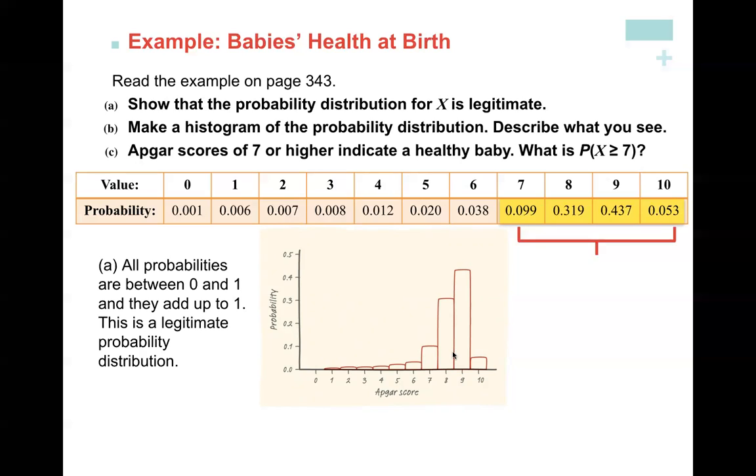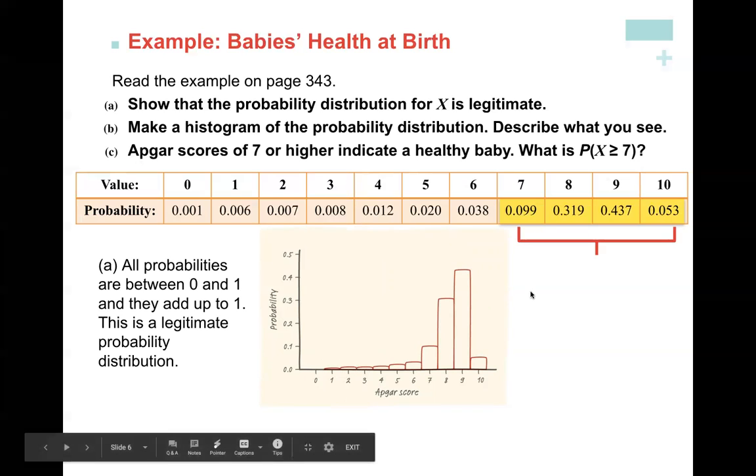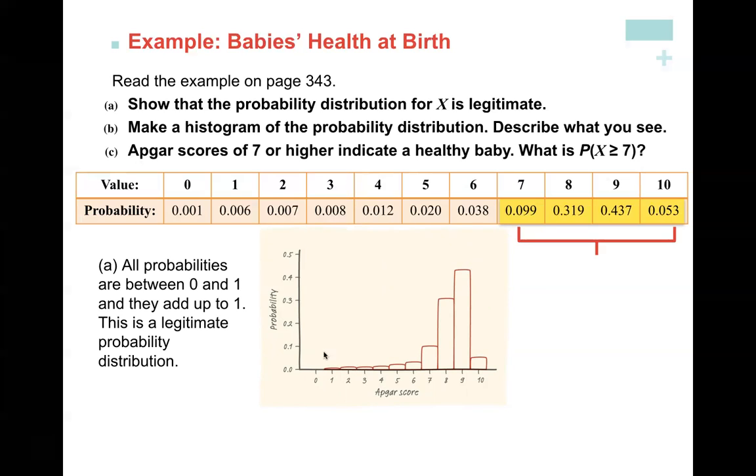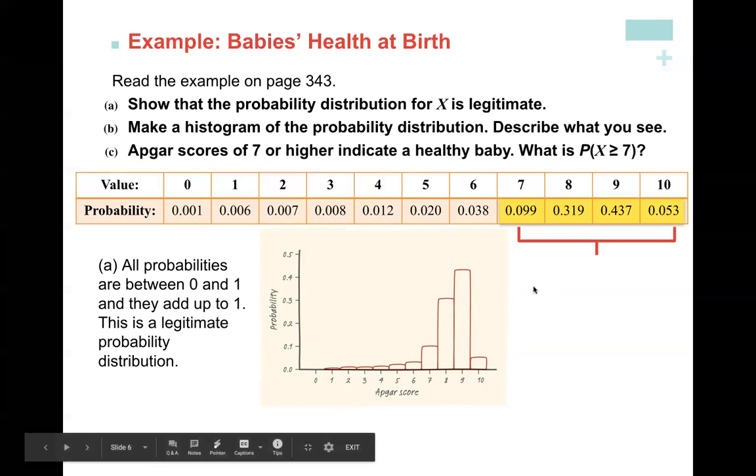Spread, we would talk about IQR or standard deviation. We don't have any of the summary statistics here, so we're not really going to talk too much about the spread. And then finally, outliers. We don't know, we haven't calculated the IQR or anything like that, but we're going to guess maybe possible outliers at 0 and 1, or 0, 1, and 2.